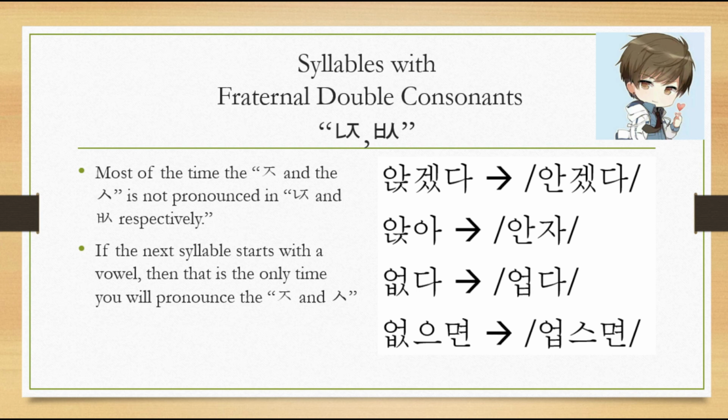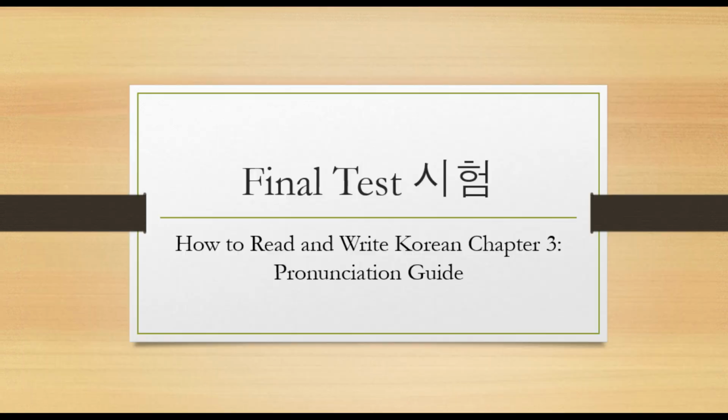So next one, we have anja. Dahil ang kasunod na syllable ay vowel, that will be anja. So malalayoson yung J, malilink. Mapupunta siya sa second syllable, madadala. Third one, we have opda. So, dahil consonant yung second syllable, hindi na madadala yung S. So, hindi mo na siya mapopronounce. And lastly, we have opsumyon. So, mapopronounce mo siya as opsumyon kasi yung second syllable ay vowel. So, yung S madadala siya. So, opsumyon.